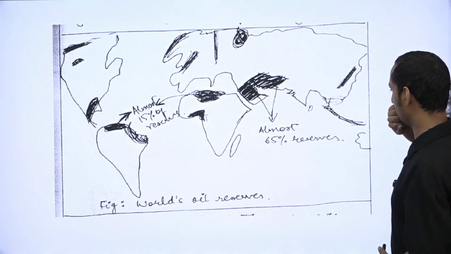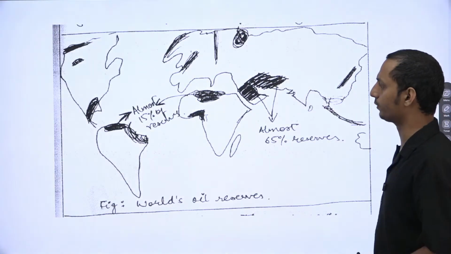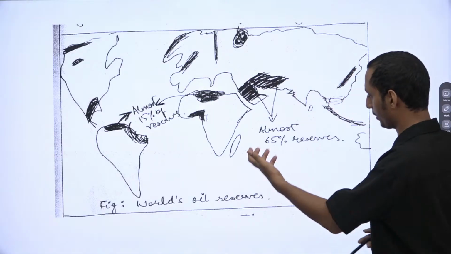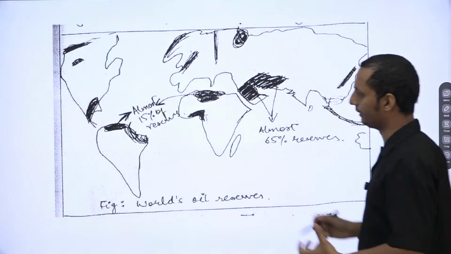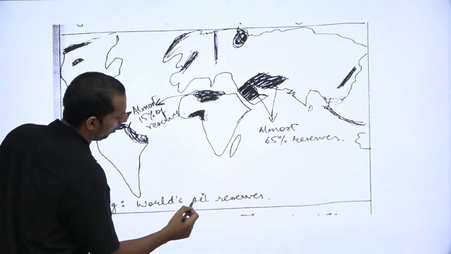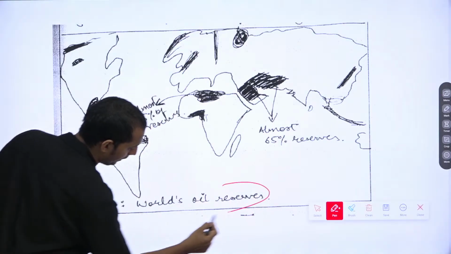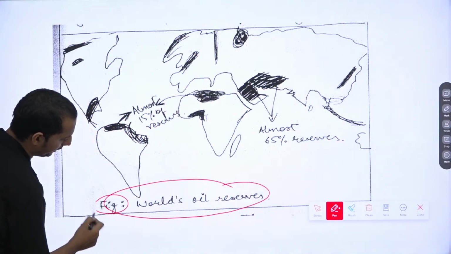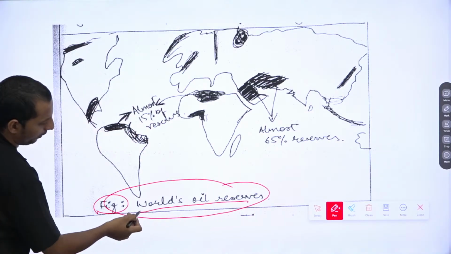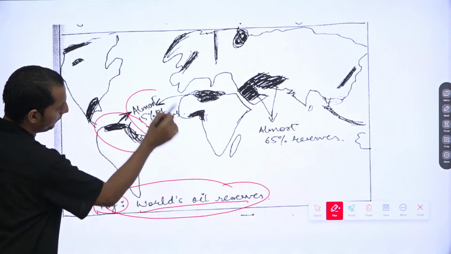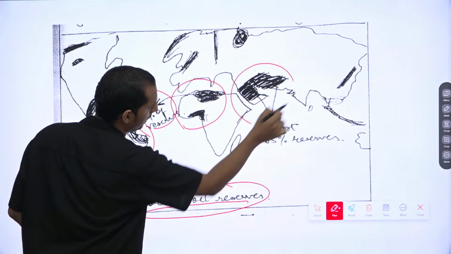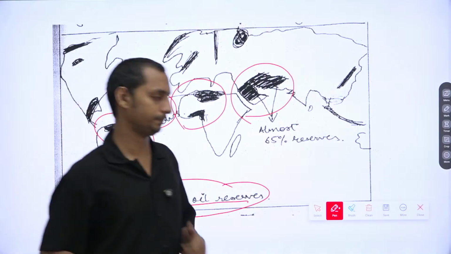Here it is related to the mineral resources of the world. Also you can see here, specifically, the oil resources of the world. The figure is written, world oil resources, and it is also a world map. It also shows where the important oil reserves are.